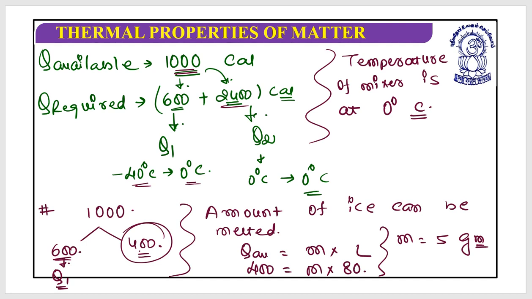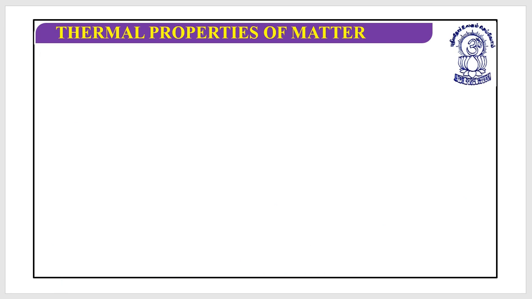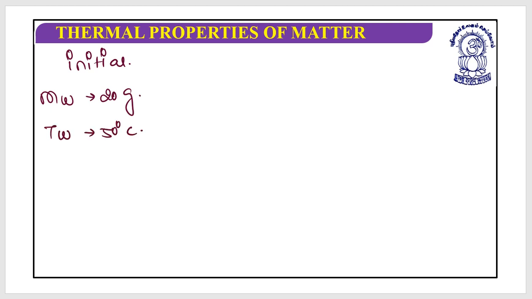When I say this 5 gram of ice can be converted, so now the situation is that, let's write down the initial composition as well. The mass of the water was 20 gram. Temperature of the water was 50 degrees Celsius. Mass of the ice was 30 gram, and temperature of ice was minus 40 degrees Celsius.